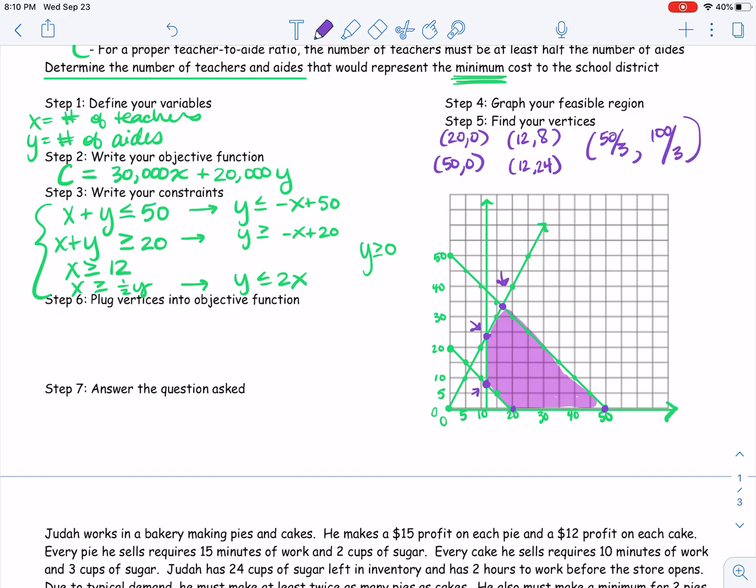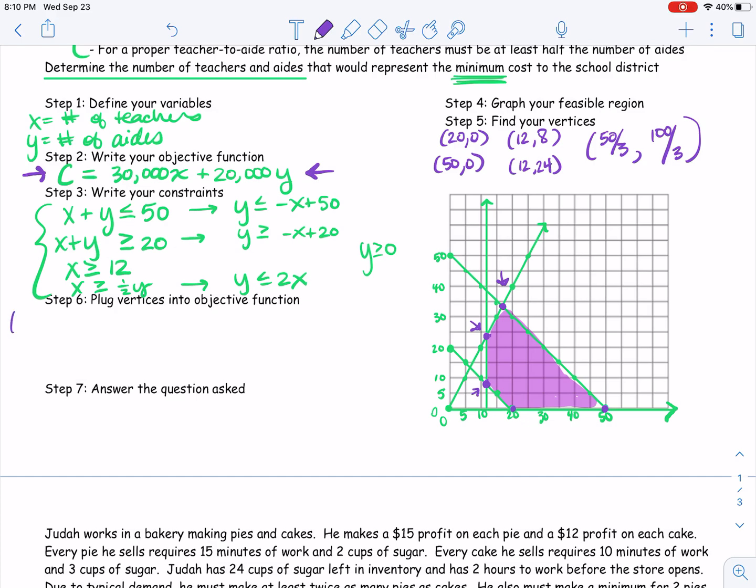The next step in the process is plugging the vertices into our objective function. Our objective function was talking about the cost for this district. $30,000 for each teacher, $20,000 for each aide. Well, now that I know the vertices of my feasible region, I need to plug each vertex into that objective function because I need to answer the question, which one is going to give me the minimum cost? Minimum, smallest.